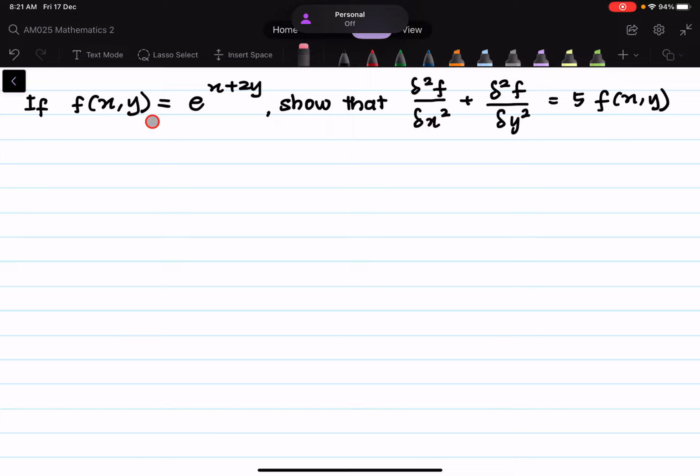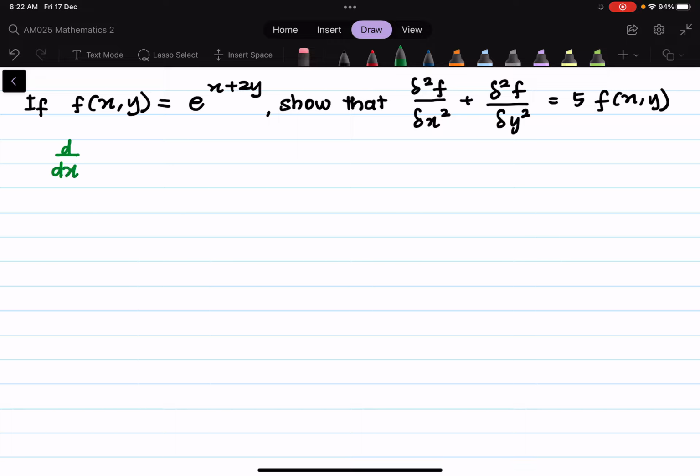If f(x, y) equals e to the power x plus 2y, show that ∂²f/∂x² plus ∂²f/∂y² equals 5f(x, y). So let us recall how to differentiate e to the power f(x).